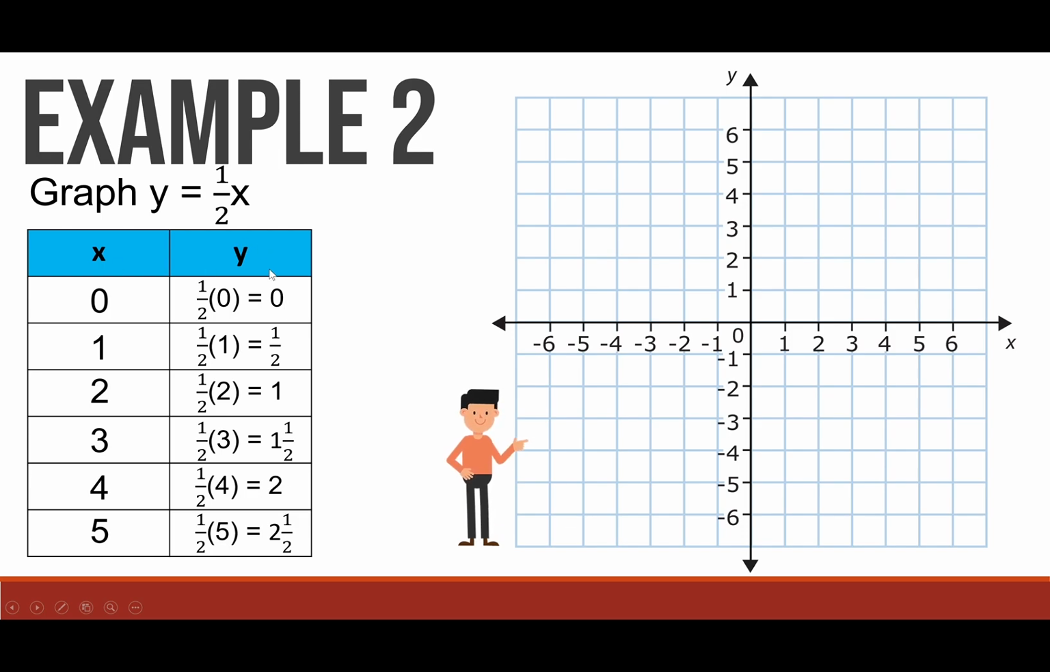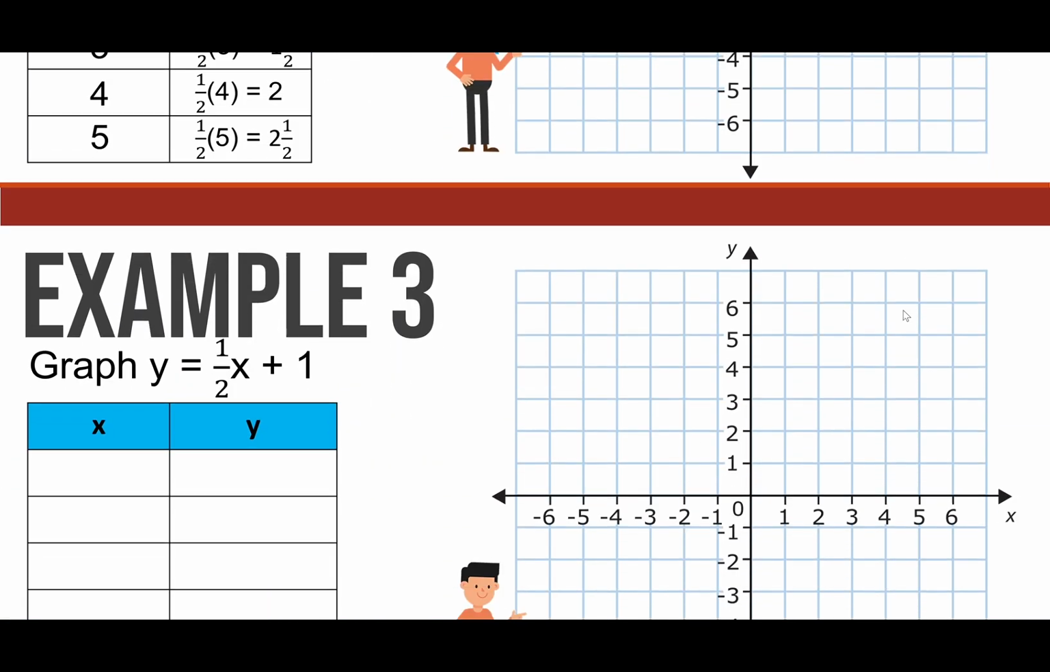All right, let's plot these points. First point I'm going to have is 0, 0. So 0, 0, put a little point right there. Next one is 1, 1/2. So I'm going to go 1, 1/2, just halfway right there. Next one is 2, 1 right here. And then last number, this is 3, 1 and 1/2. Once I have a couple of points, I can draw a line. Ta-da! I'm done. Very, very easy.